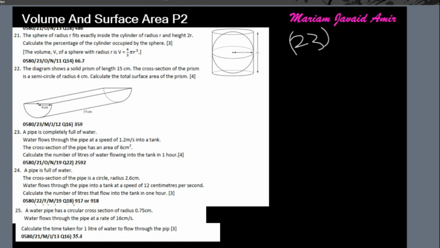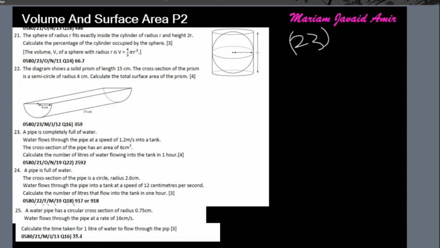A pipe is completely full of water. The water flows through the pipe at a speed of 1.2 meters per second into a tank. The cross section of the pipe has an area of 6 centimeters squared. Calculate the number of liters of water flowing into the tank in 1 hour.